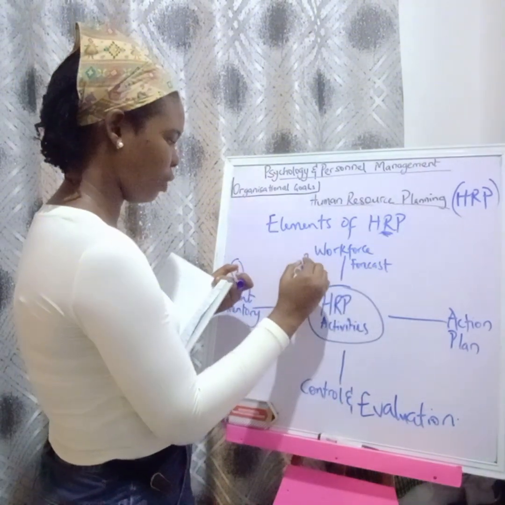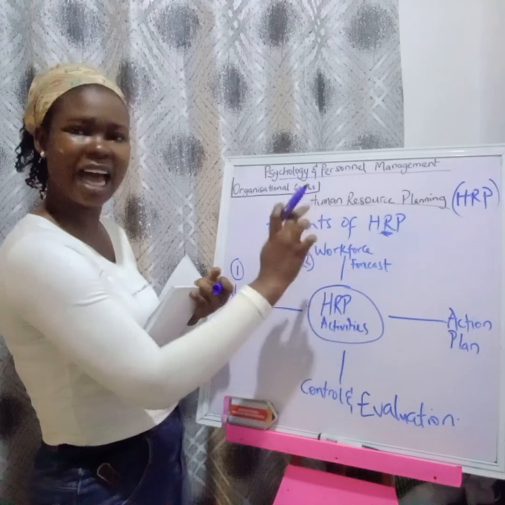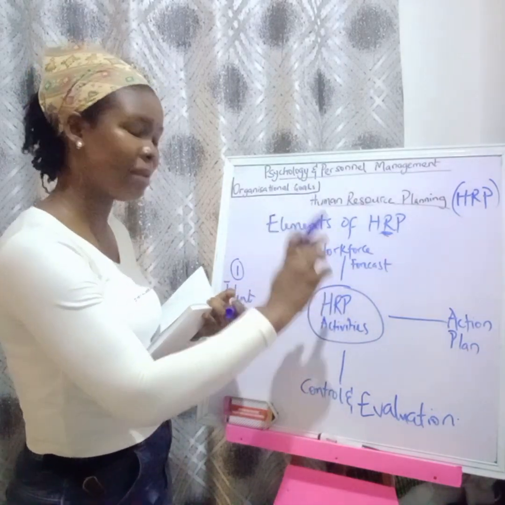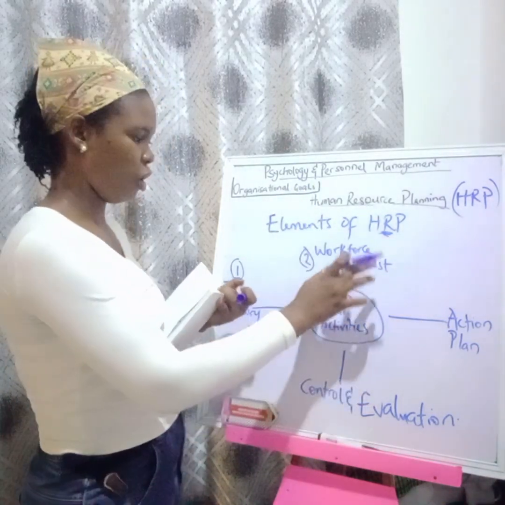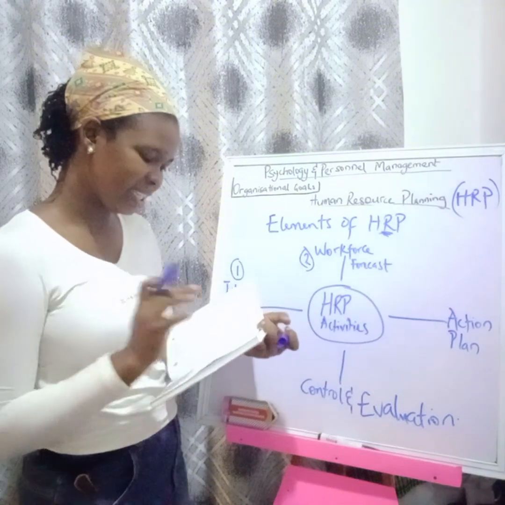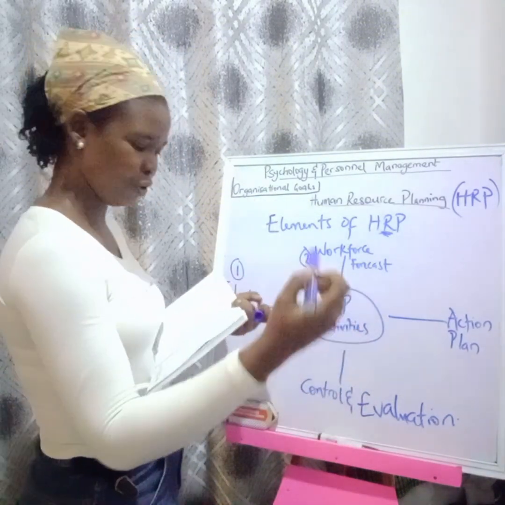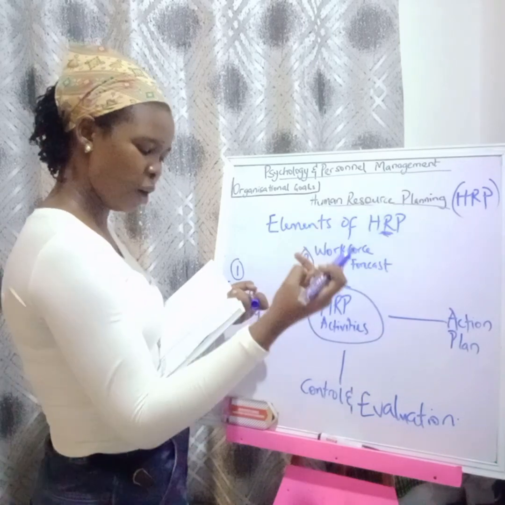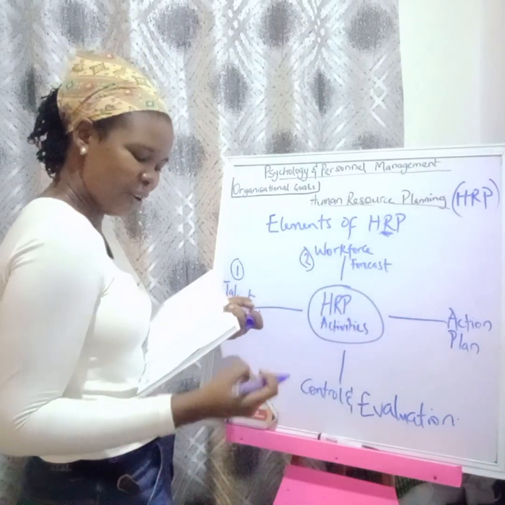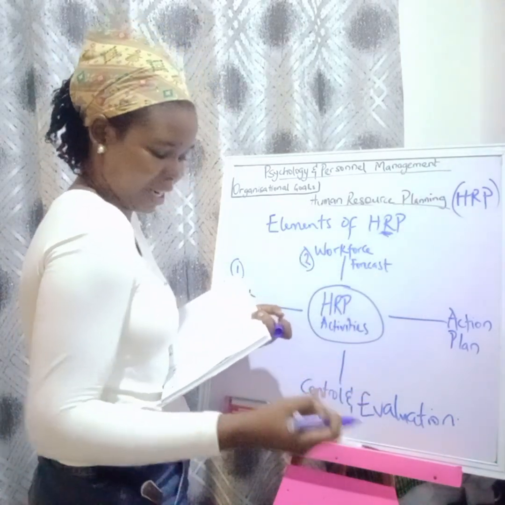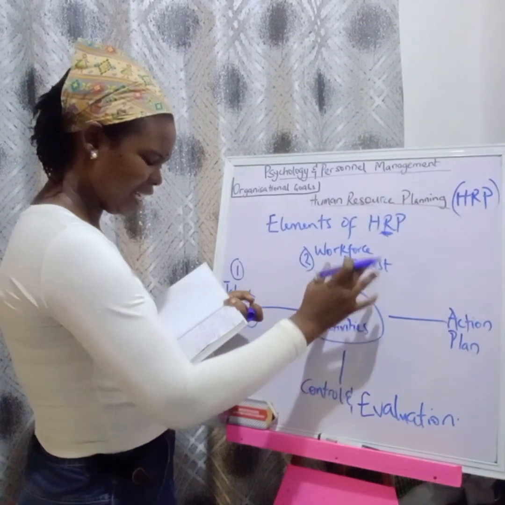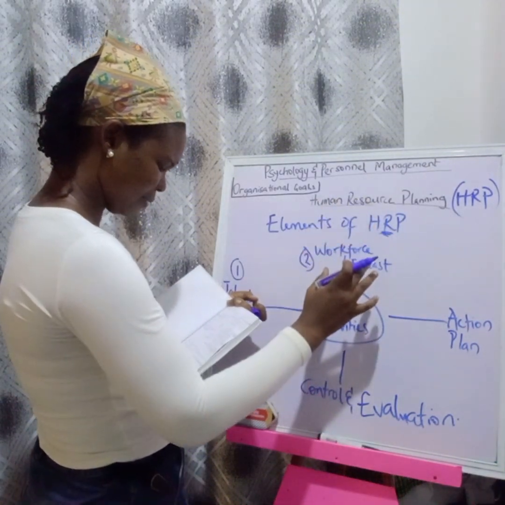Then this is the second one. This is where your demand and supply forecast come in. And this is where you predict and you project the requirements of human resource in a company, the number of skills, whether internal or external, as labor supply that you will need. You do basically labor forecast.